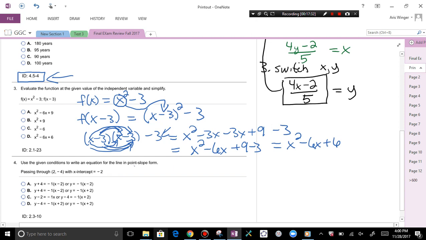Find the equation of the line given 2 points. You're given the point 2, negative 4. The other point you're given is that the x-intercept is negative 2. That's the point that they're trying to hide. That's the point negative 2, comma 0. So we know how to deal with lines pretty well, right? So you need a point. You need the slope.